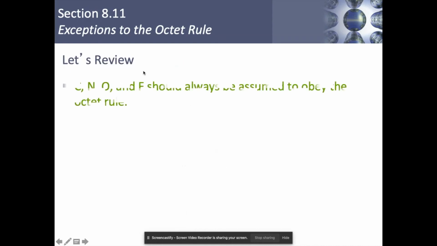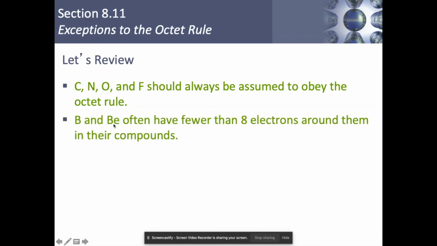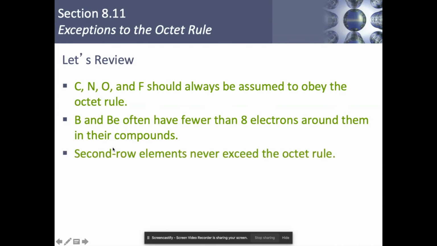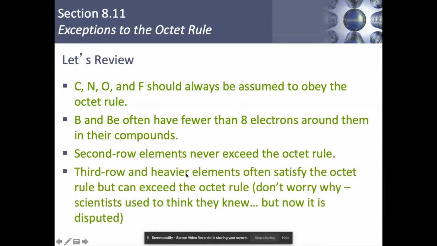So let's review real quick. Carbon, nitrogen, oxygen, and fluorine should always be assumed to follow that octet rule. Boron and beryllium often have fewer than 8 electrons. Beryllium is probably never going to show up, but boron is the big exception. Second row elements never exceed the octet rule, but if you're beyond the third row, or if you're heavier than the third row, right, so if you're the fourth or the fifth, you can exceed the octet rule.